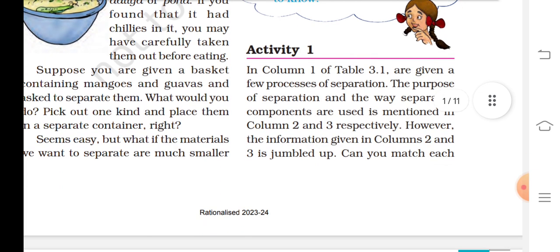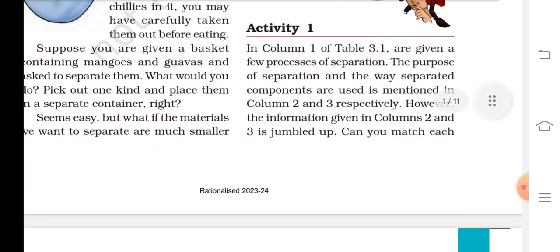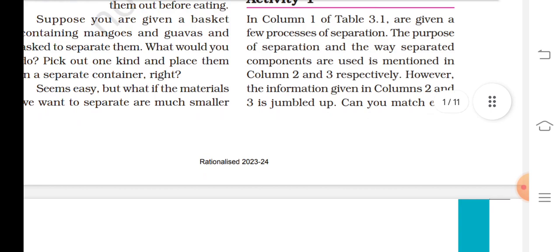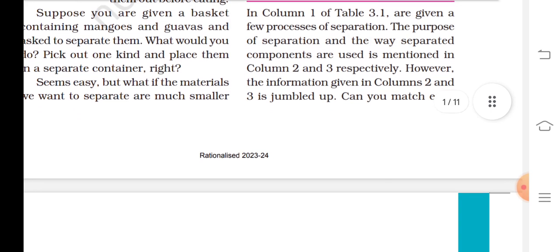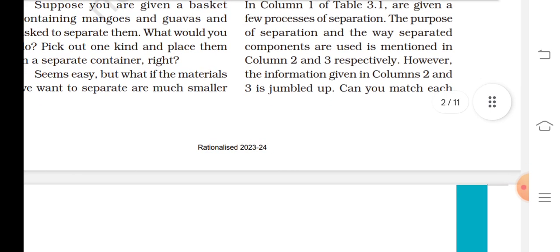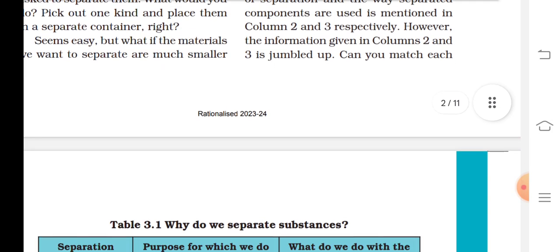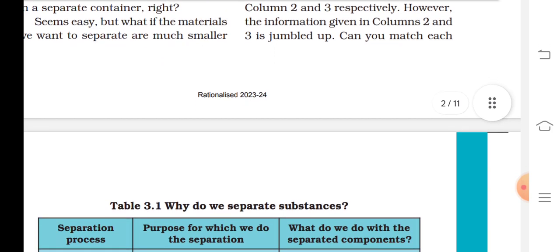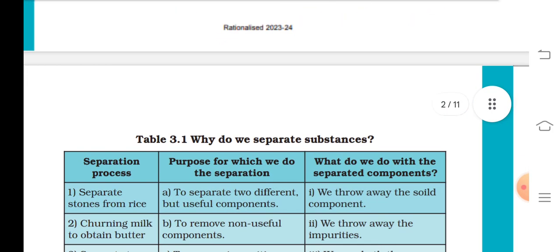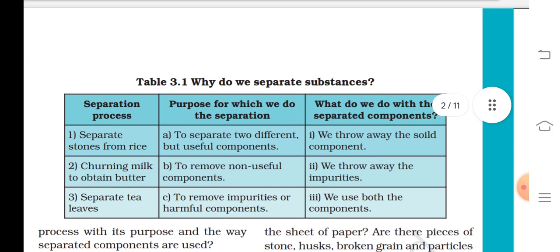In Table 3.1 are given a few processes of separation. The purpose of separation and the way separated components are used are mentioned in columns 2 and 3 respectively. However, the information given in columns 2 and 3 is jumbled up. Can you match each? Why do we separate substances?